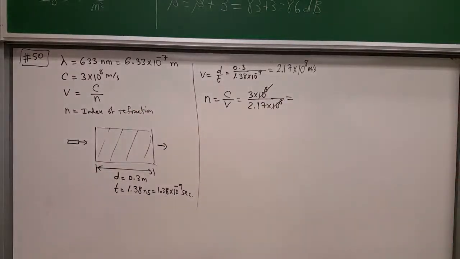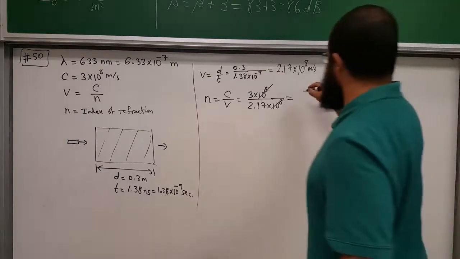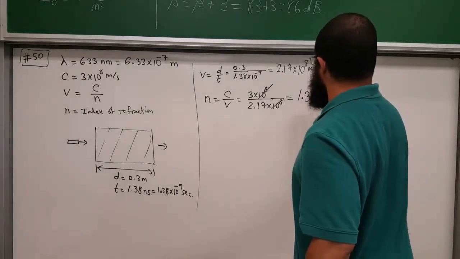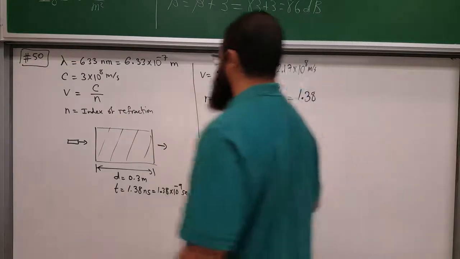And let's check out the calculator here. 3 over 2.17. That gives me 1.38. That's the index of refraction.